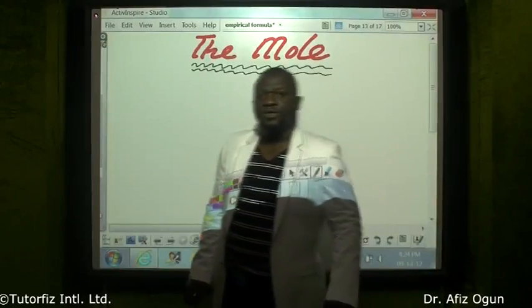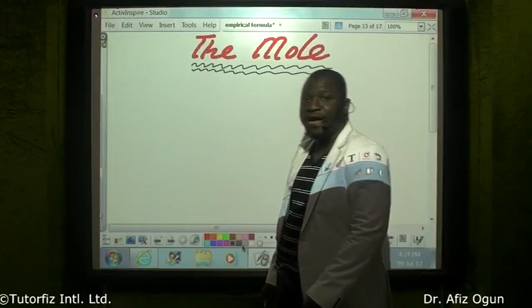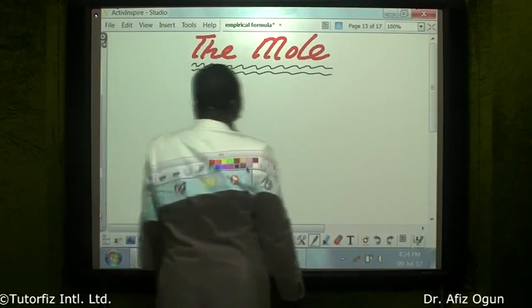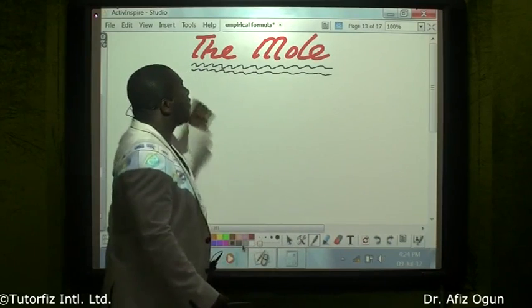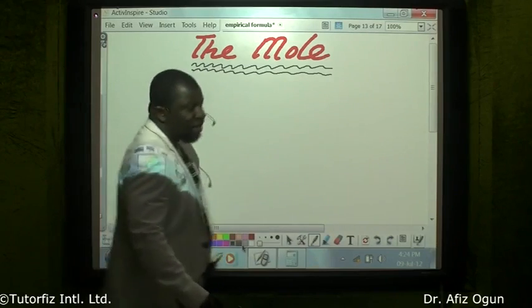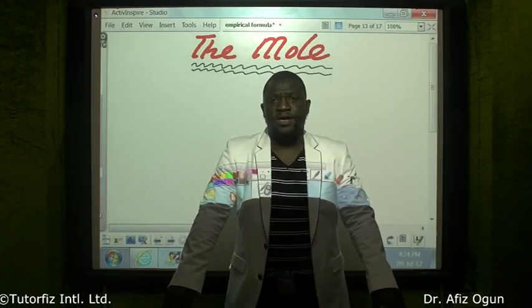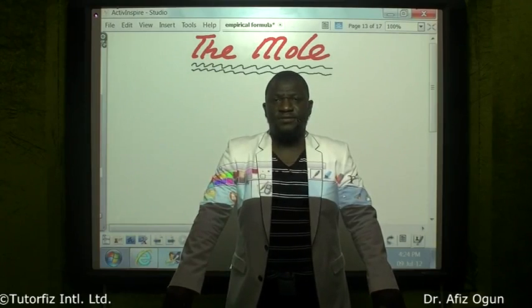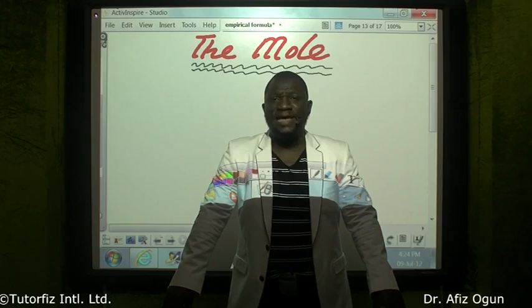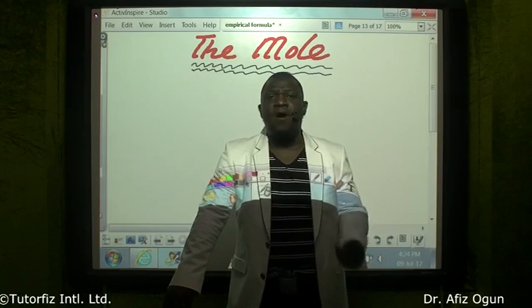Hello students, today we are going to talk about another aspect of quantitative chemistry known as the mole. As you can see on the board, the mole. What do you mean by the term mole? You see, mole is a unit of measurement. It's a unit of measurement in chemistry, in physics, in science generally. Mole is the amount of a substance that is having a certain number of units.